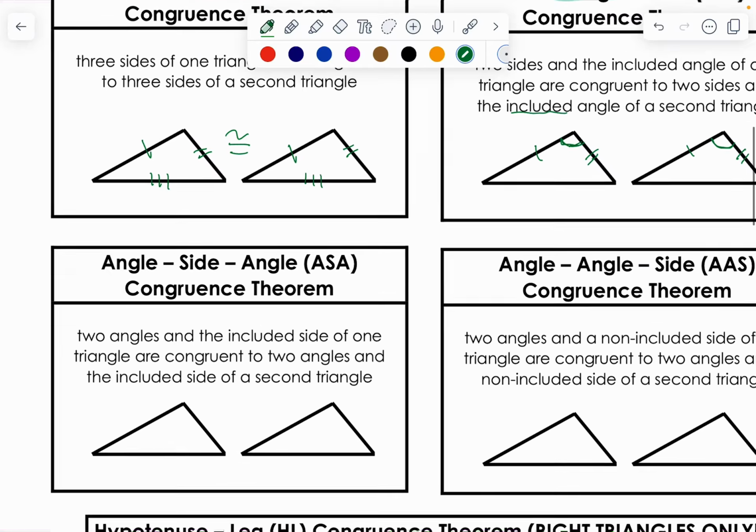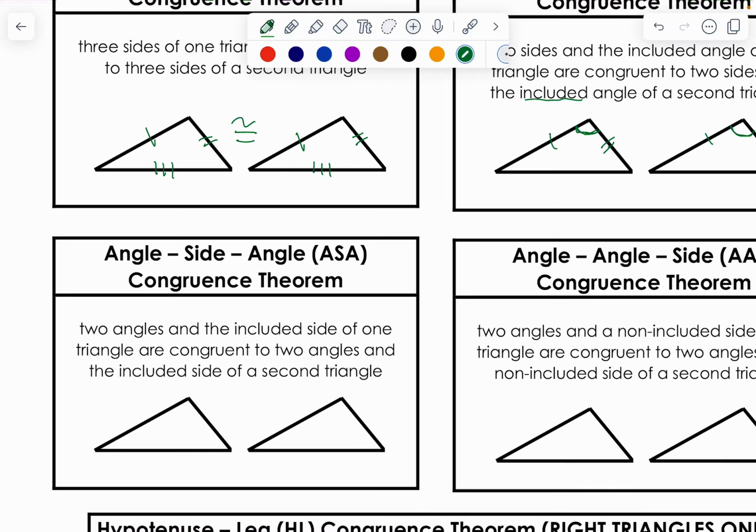We also have angle, side, angle. Two triangles can be marked as congruent if the two angles and an included side between those two angles are congruent. That means angle 1, angle 2, and an included side, which is the side in between those two angles. That tells us that those two triangles are congruent as long as the markings match with side, angle, specifically. Angle, side, angle.